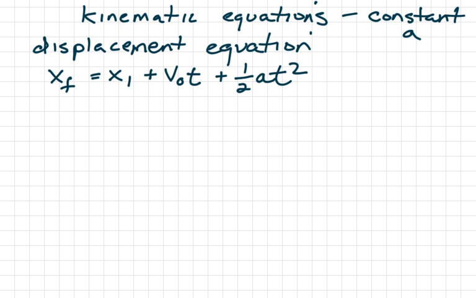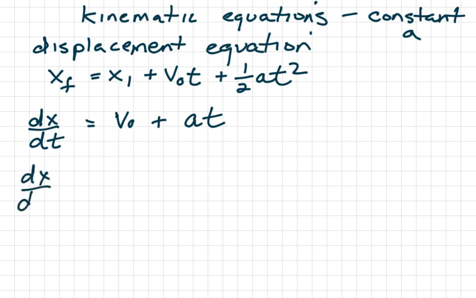So now if we take the derivative of that, we get dx dt. And if we're taking the derivative with respect to t, x initial will be a constant, so that's 0. So that's going to be equal to v naught plus a t. So dx dt equals v, and that's going to equal v naught plus at. This is our velocity equation.